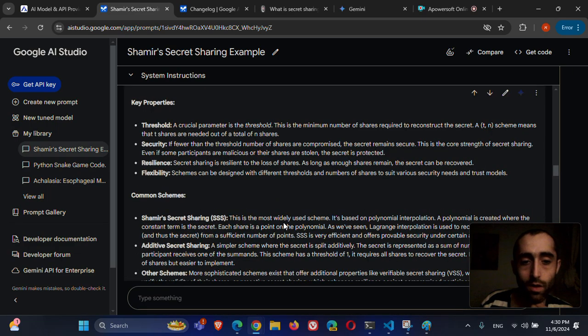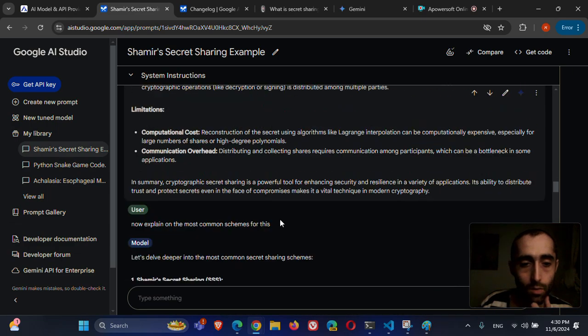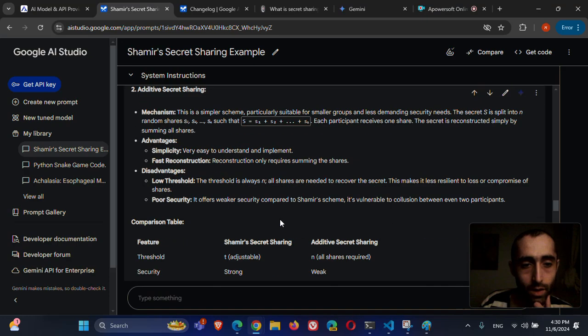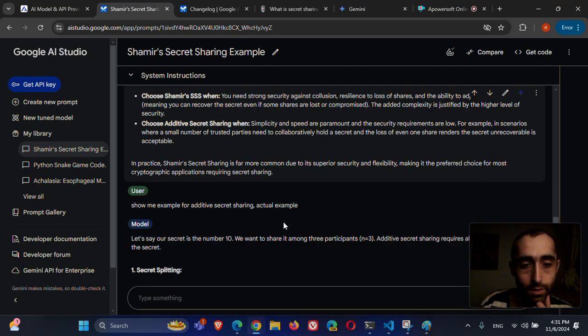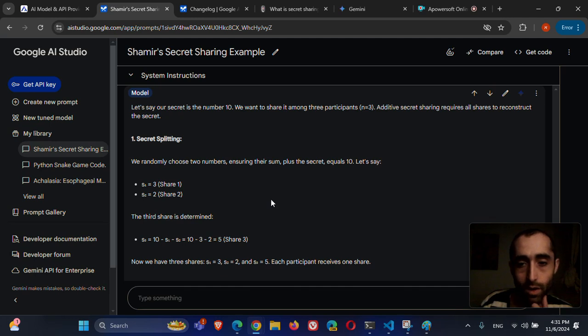Now there are other schemes, and we will do, for example, additive secret sharing. So let's see an example. This will be a simpler scheme.